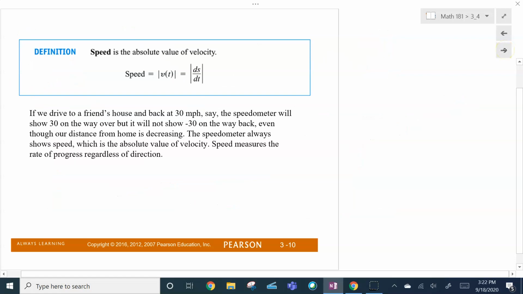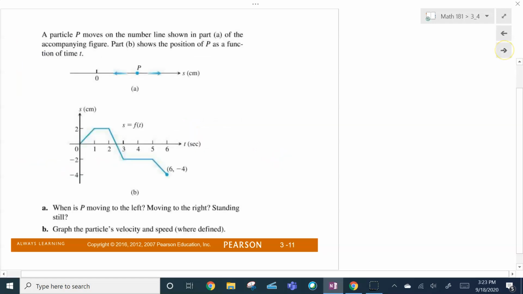Here's an example. If you drive to a friend's house and back at 30 miles per hour, the speedometer will show 30 on the way over. It's not going to show your velocity. It's not going to show negative 30 on the way back, even though the distance from home is decreasing, right? The speedometer will show speed. It's just showing your speed, the absolute value of velocity. So speed measures rate of progress regardless of direction.